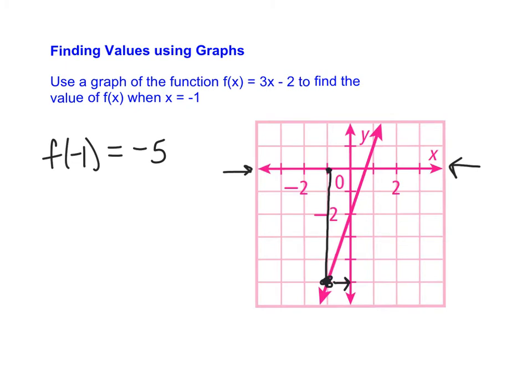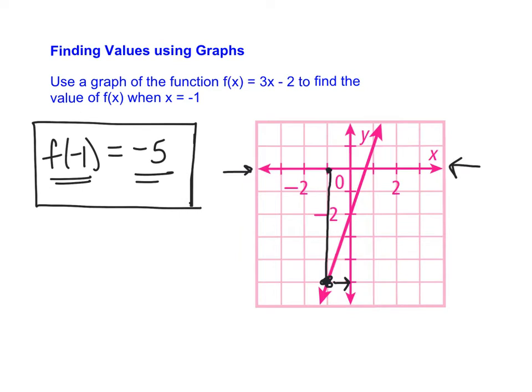So the value of our function when x is -1, f of -1, is equal to -5. And we were able to just use the graph of the function to get that answer.